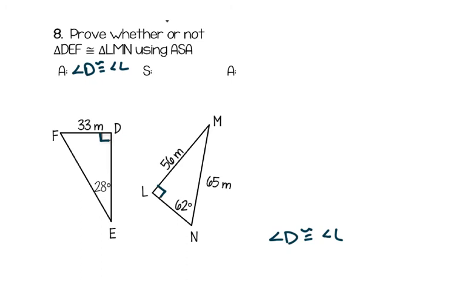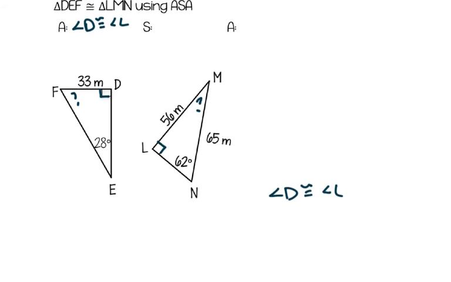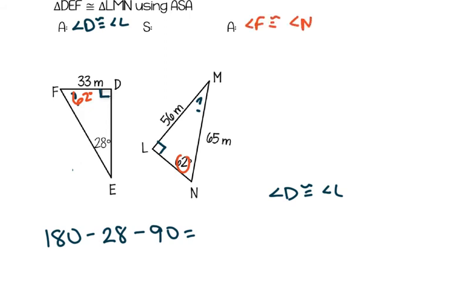Now I need to have another angle. The problem is I've got the 28 and I've got the 62 and they don't match and they're not even in the same places. So what I need to do is find what this angle right here is. I don't know, so I'm going to find out. So remember about the 180 degrees. So 180, if I take away 28 and I take away 90, whatever's left is going to be right there. So 180, take away 90 is 90, and then take away another 28, and it leaves me with 62 degrees. So this is going to be 62 degrees. And so the good news about that is that that matches right there. So I can say that angle F is congruent to angle N, and that's because they're both 62 degrees.